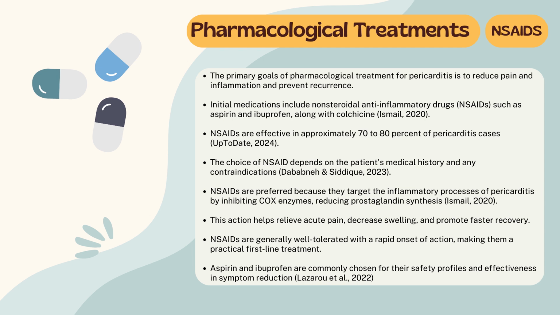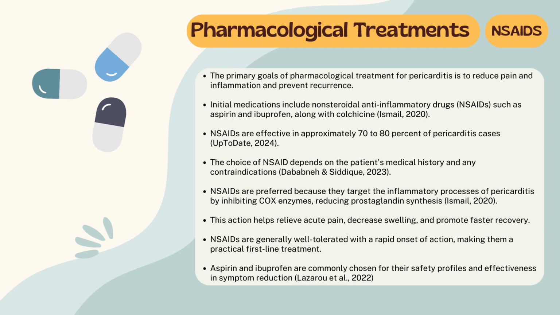Inflammation of the pericardium is a key aspect of pericarditis, and by inhibiting the cyclooxygenase enzymes, NSAIDs reduce the synthesis of prostaglandins, which are mediators of inflammation. This action not only relieves the acute pain associated with the condition, but also helps to decrease the swelling and irritation of the pericardium, encouraging faster recovery.